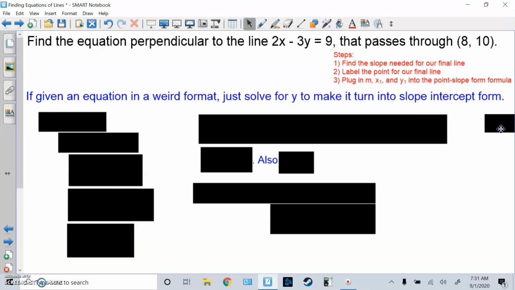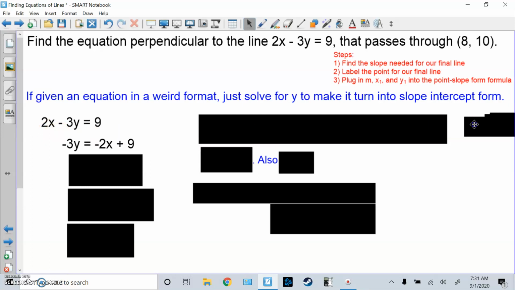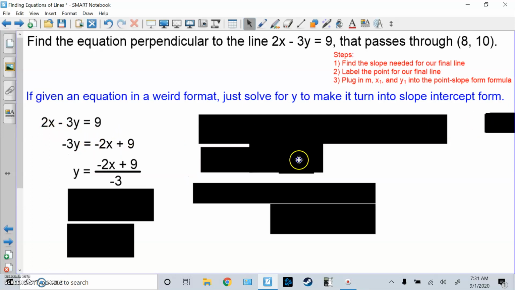So if given an equation in a weird format, just solve for y to turn it into slope intercept form. Then it'll be easier to read. So that's my problem. To get y by itself, I'd move the 2x over by subtracting it. I'm also going to put it in front. Then get rid of this negative there to divide.